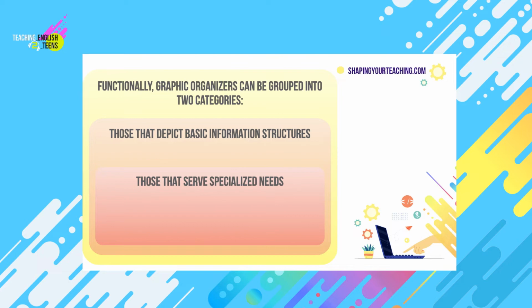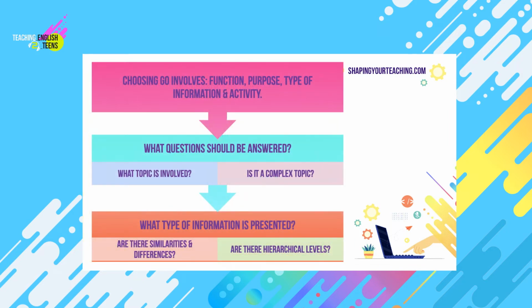needs. For the English language classroom, the most common functions are describing, comparing and contrasting, classifying, sequencing, cause and effect, and decision-making. There are a variety of designs, but all of them serve the same purpose of revealing how the information is structured. So, how to choose an organizer? Choosing a graphic organizer involves function, purpose, type of information, and type of activity.